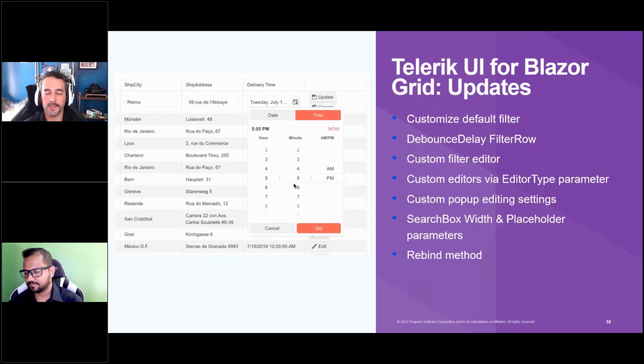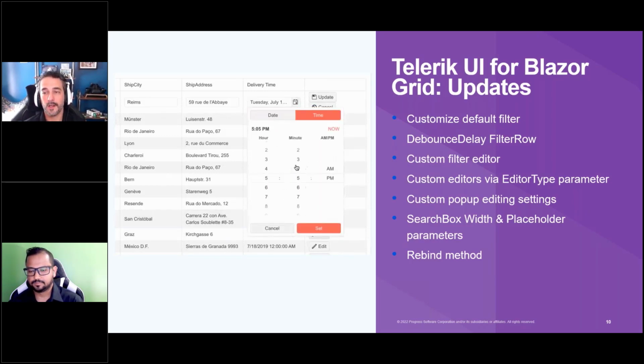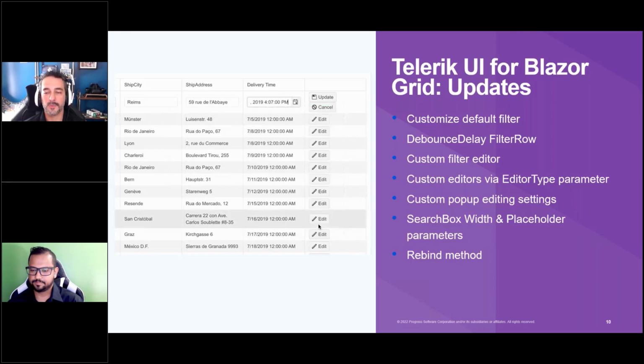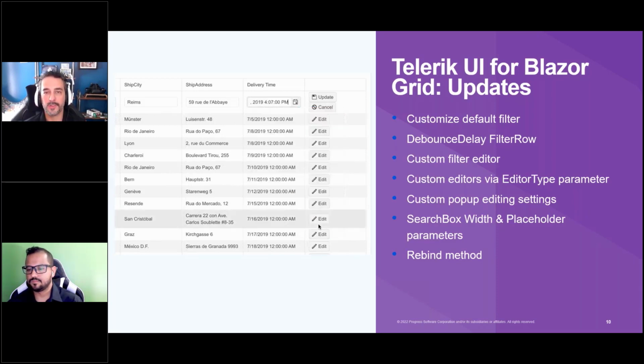Our data grid is by far one of our most popular components. So there are a lot of new updates there. These are all specific to the Telerik UI for Blazor data grid. We have the ability to customize default filters. We have a debounce delay property on our filter row. We'll talk a little bit more about debounce delay in a minute.